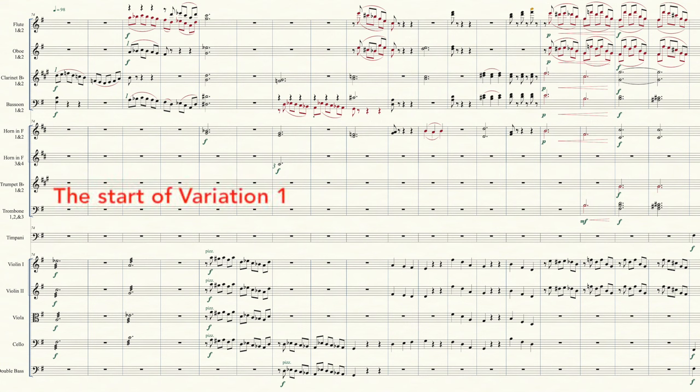Here we are at the start of Variation 1. I won't play the whole variation yet, just the beginning of it, so we can talk about orchestral colors. Remember, at this point in the music, all anyone's heard is the theme, mostly in plain vanilla strings. The job of this first variation is to introduce much more orchestral color. That's what I want to emphasize.